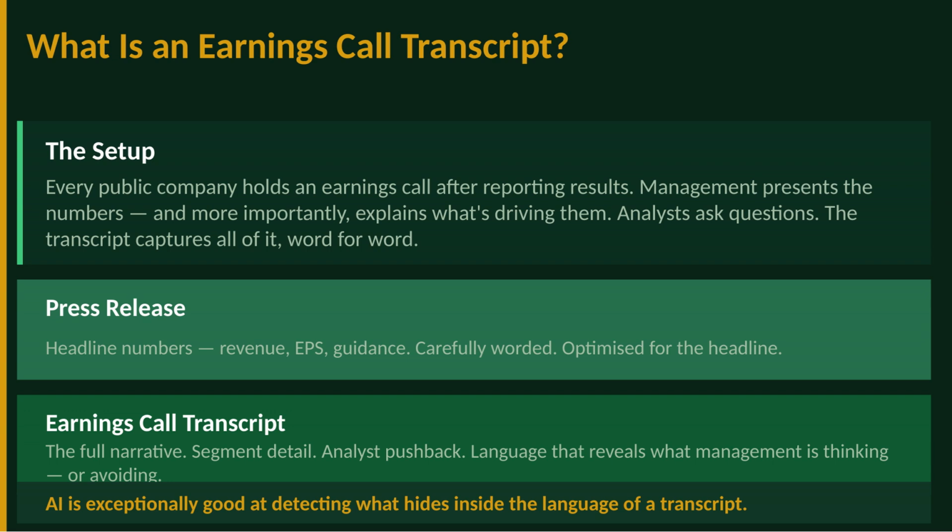Executives choose their words carefully. When growth is slowing, they don't say growth is slowing. They say things like we're prioritizing quality over volume, or the macro environment remains dynamic. AI is exceptionally good at detecting this kind of language.